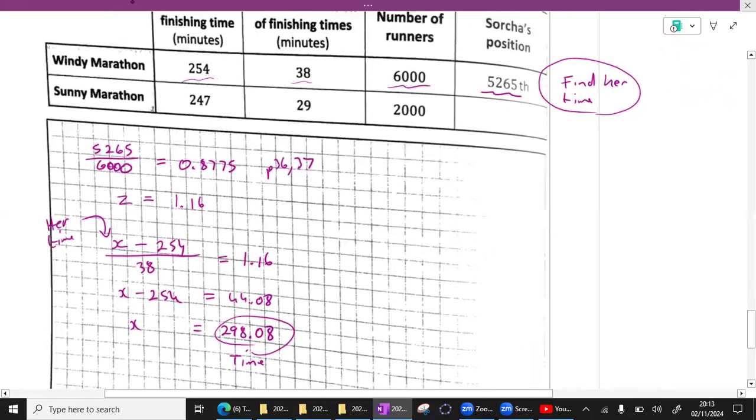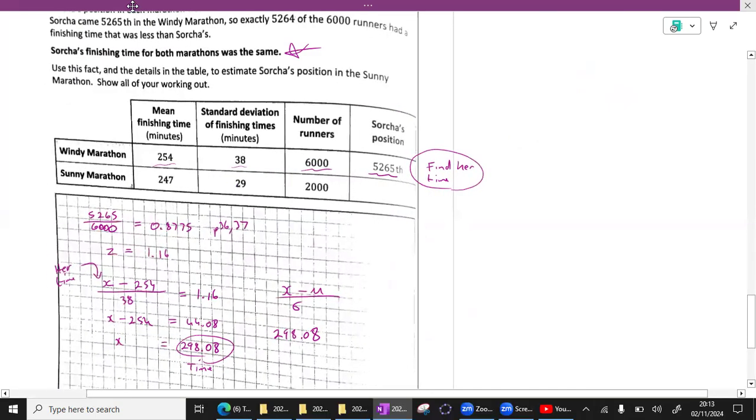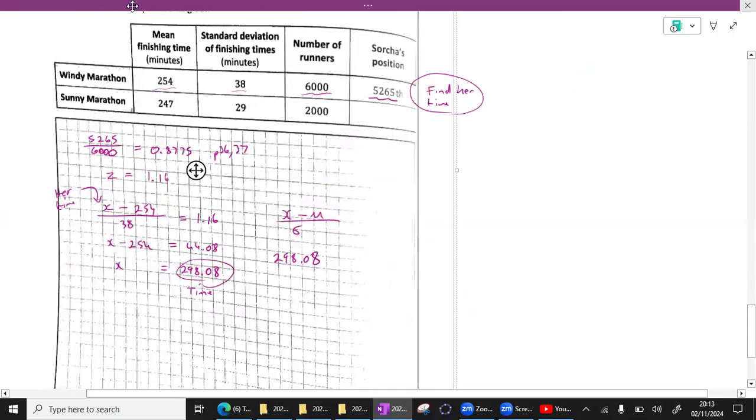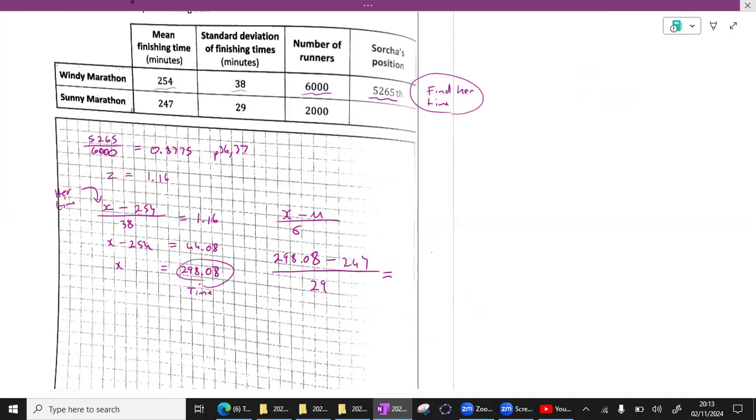Now, what we know is the time in the first race ends up exactly the same as her time in the second race. So when we go to look at the second race, if we use the same standardization formula, we can fill in the x this time because we actually know the time, because remember, we're told in the question the times are the same. So there I have my time. I take away my average, in this case 247, because I'm doing the Sunny Marathon, over 29. And that should give me a z-score.